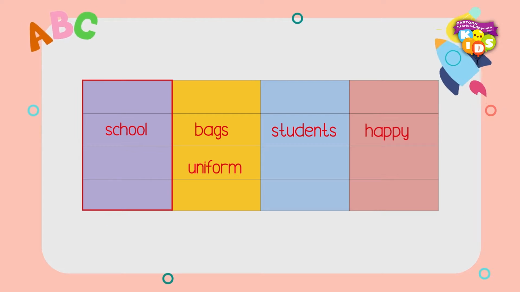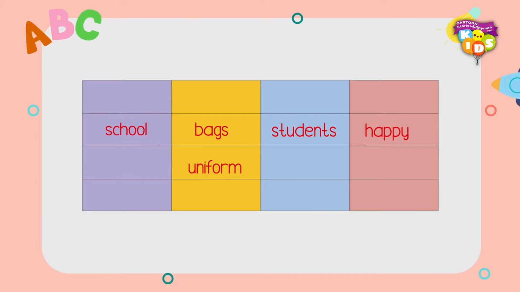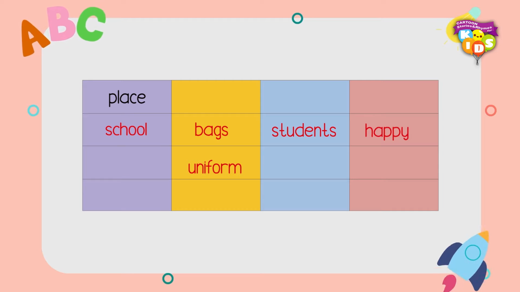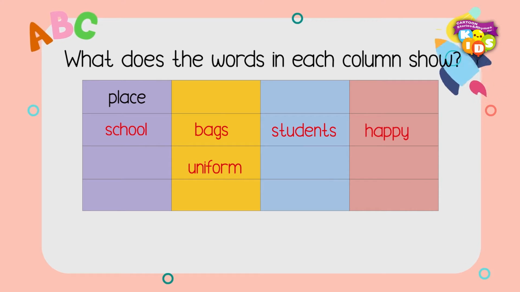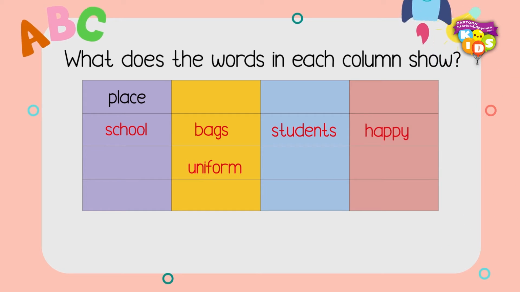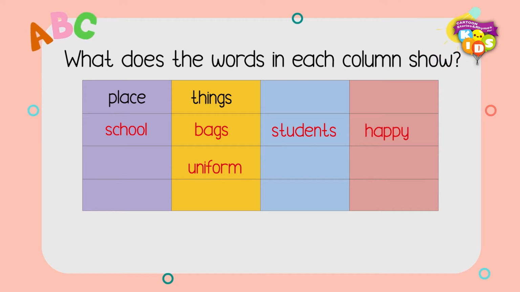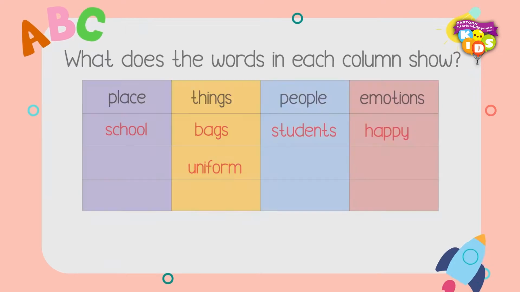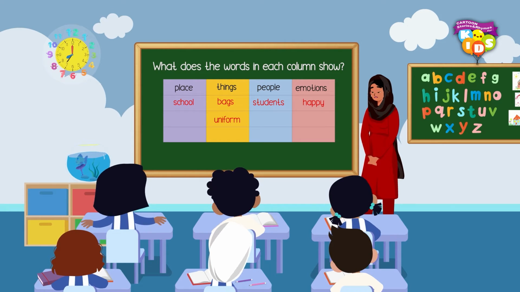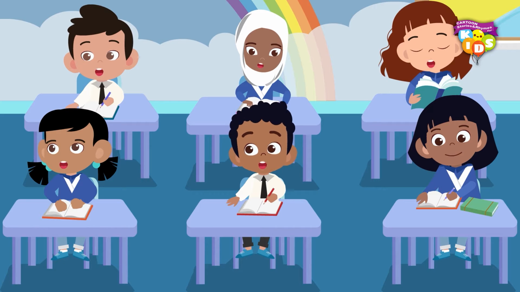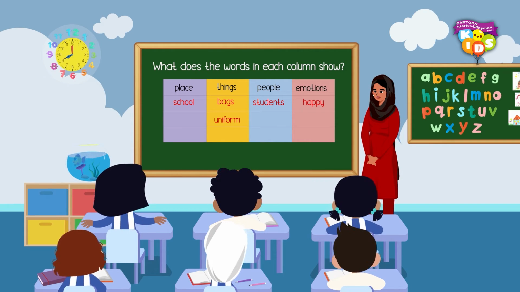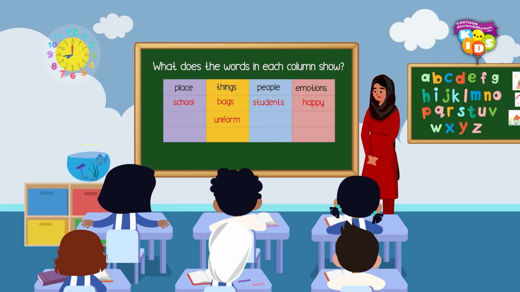Take a look at the blue column and tell me what does the word represent. Teacher, I'm not sure, but does it show a place? Excellent. That is correct. Let us write down what the words in each colored column show. Give your answers turn by turn, please. I will add the answers to the table. Yellow colored words are things. Bags and uniforms are things. We can write people for students. Happy is an emotion. Now, if you see these words in the reading text, will you get confused? No, teacher. Good. Let us continue collecting more words about what we see in the book so far.